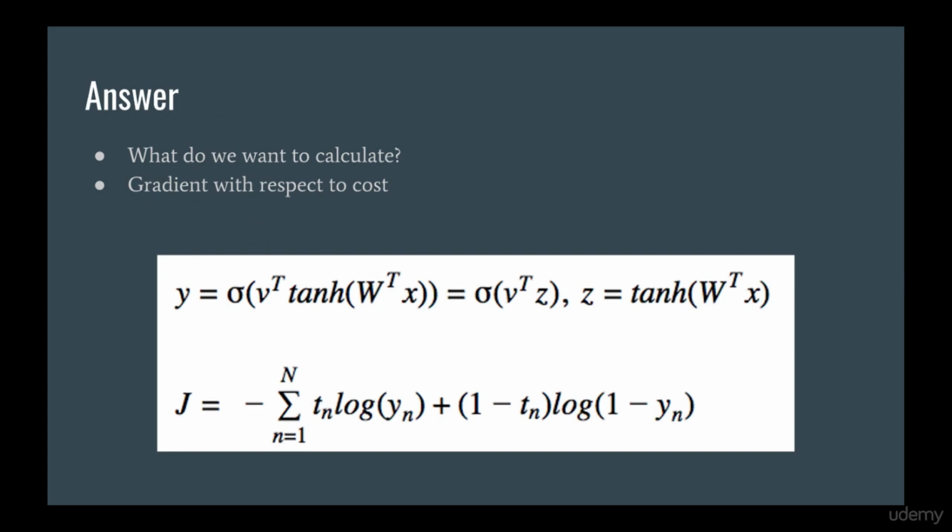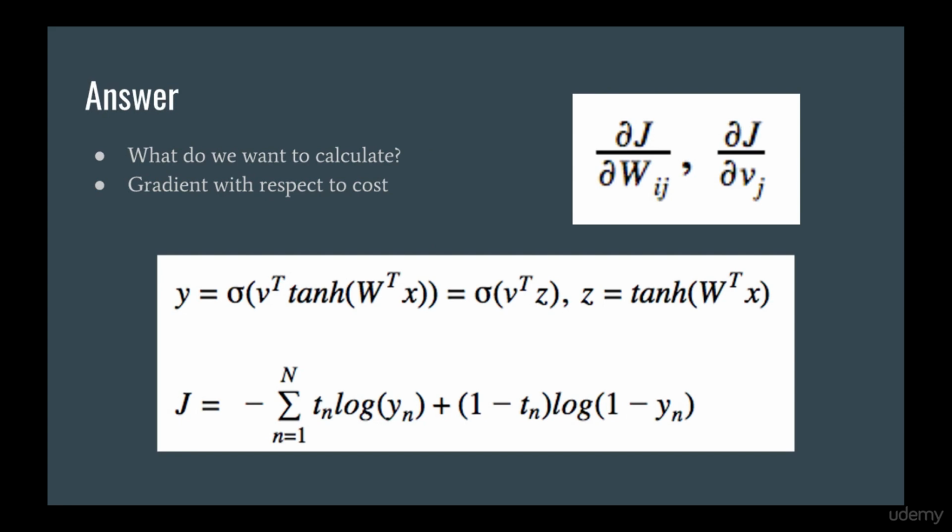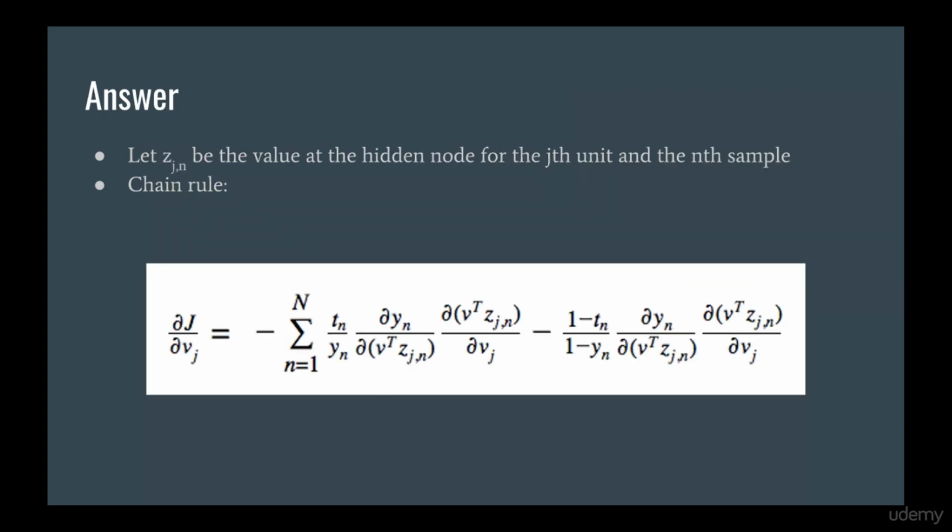The first step is we have to actually know what we want to calculate. This means we have to recognize that we want the binary cross-entropy cost function, and it means that we want the derivatives of the cost with respect to each component of V, which is a vector, and the derivatives of the cost with respect to each component of W, which is a matrix. We'll let Z sub Jn be the value at the hidden node for the jth hidden unit and the nth sample. The first step is to break things up according to the chain rule. This lets us calculate each derivative in parts.